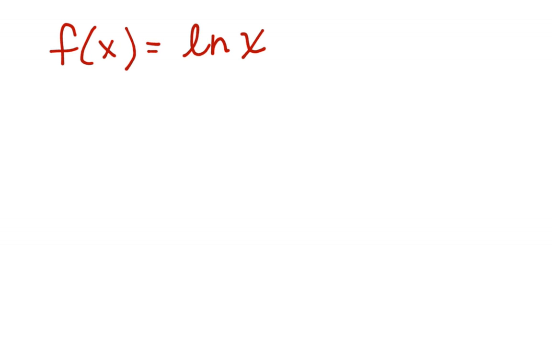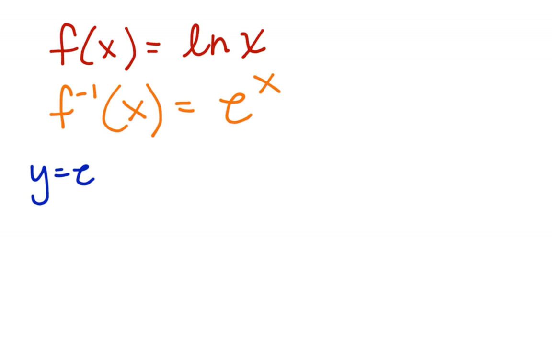I also have to talk about the inverse. And the inverse is equal to e to the x. So that should make sense. We've got y equaling e to the x if and only if x is equal to ln y.